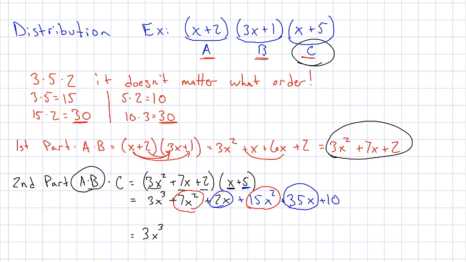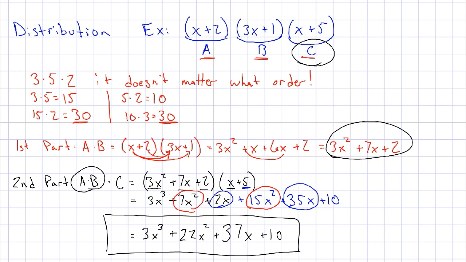I have 7 plus 15, so that gives me 22x squared. I have 2 plus 35, so that'll be 37x. And then I have my 10. And that is the final answer to this three-part distribution problem.